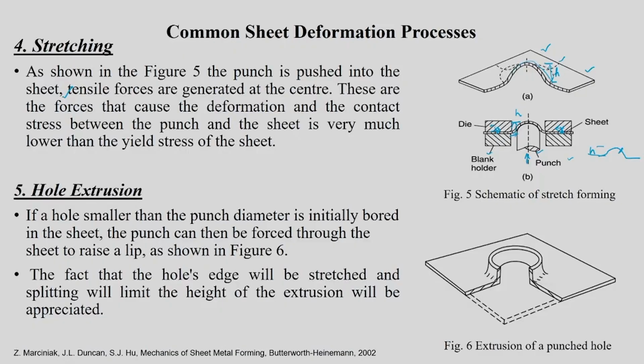Okay, so then you will have this kind of deformation. This is the height to which the hole is deformed. So a small hole is made. A small hole means the diameter should be lesser than that of the punch diameter. It is initially bored into the sheet. The punch can then be forced into the sheet to raise the lip. Lip means this particular region.